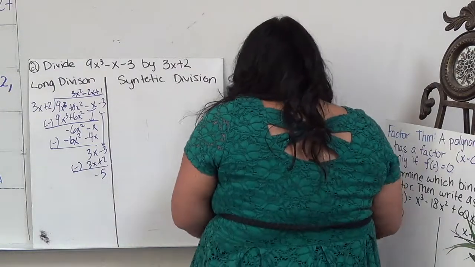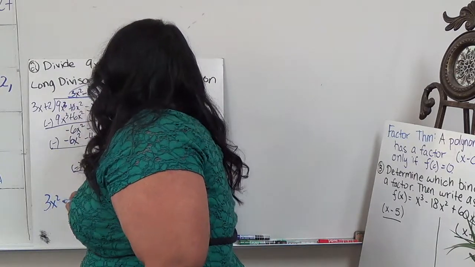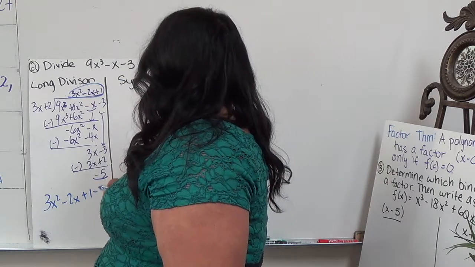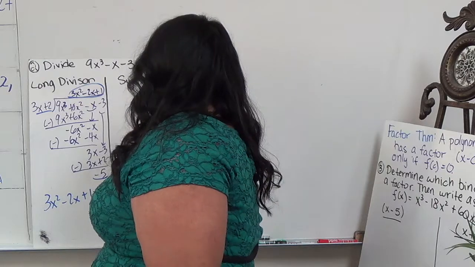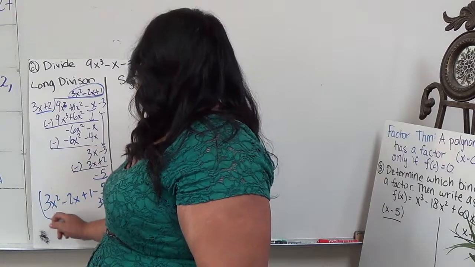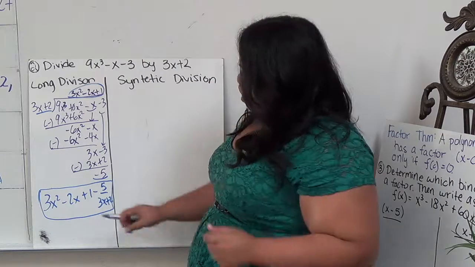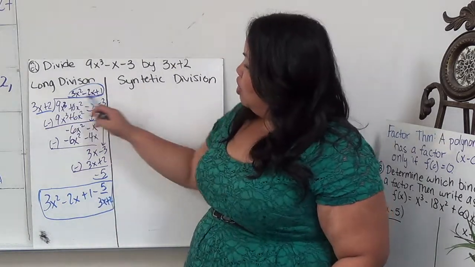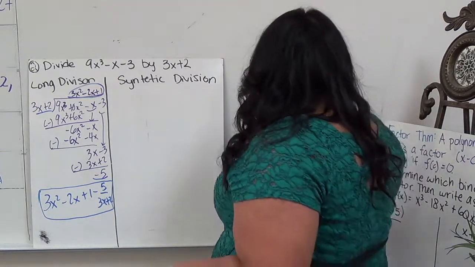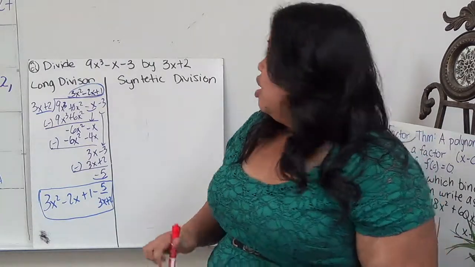And I write the answer by putting this right here, and then I take the remainder and put it over the divisor, because that's what's left over. That's my answer. So if I do this times this, I should get the original expression, and that's what that means. Now there's a synthetic division process, and it just matters which method you're comfortable with.